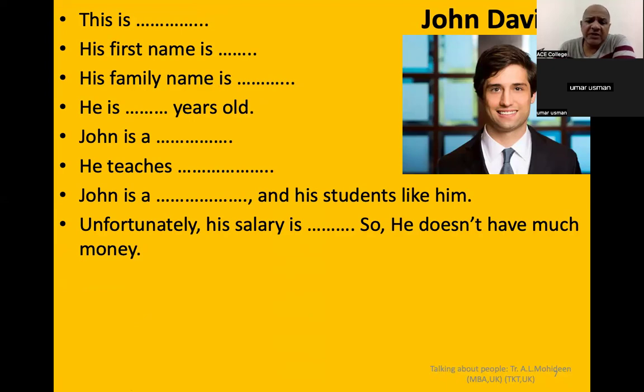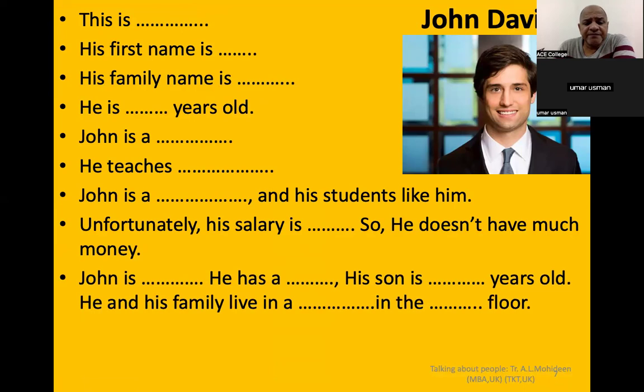His students like him very much. Unfortunately, his salary is low, so he doesn't have much money. John is married. He has a son. His son is 5 years old. He and his family live in a small apartment building on the fourth floor. So these are the information; you are going to fill it out.